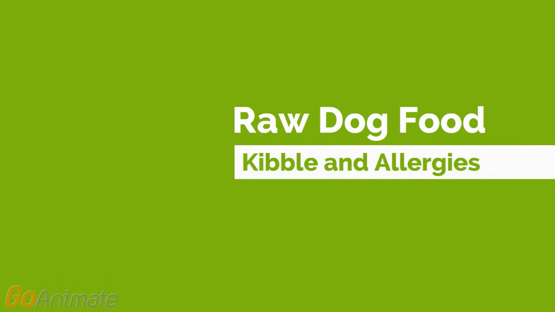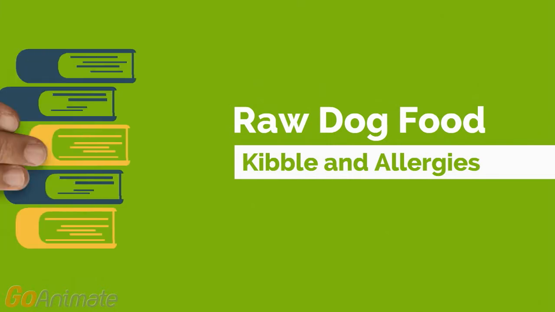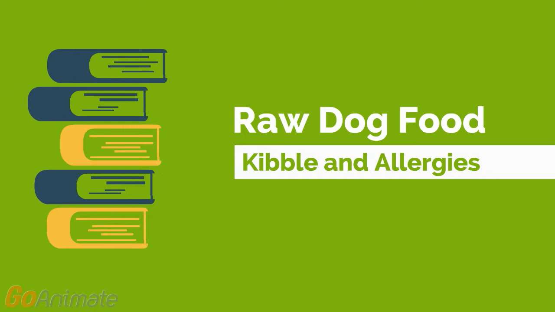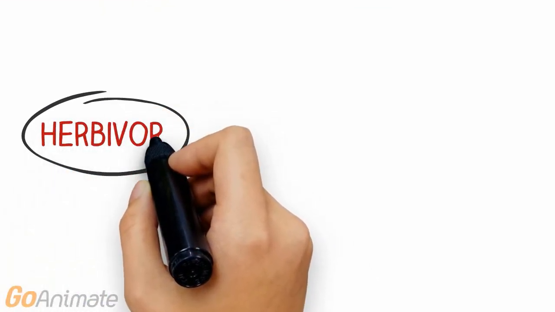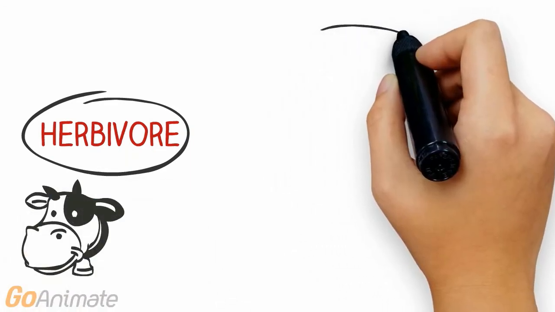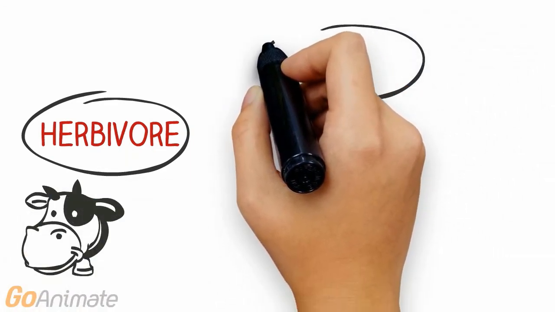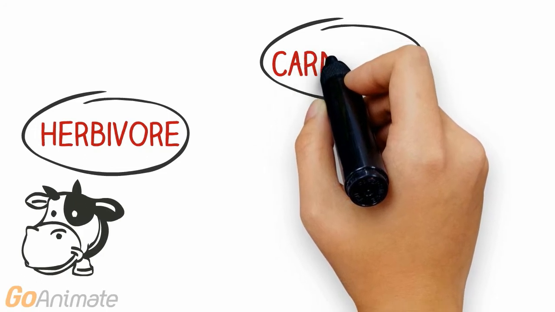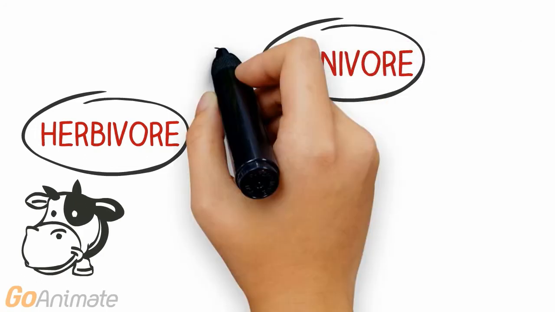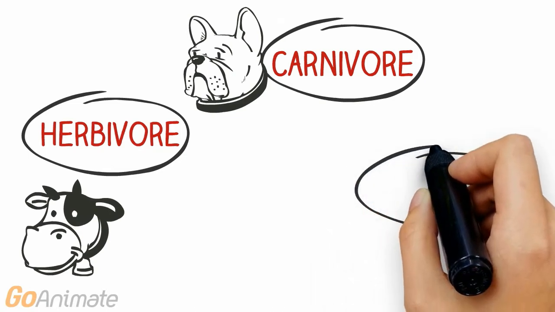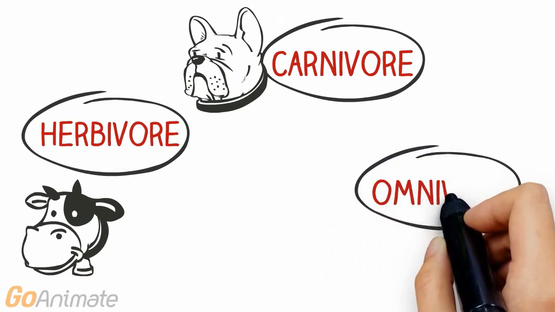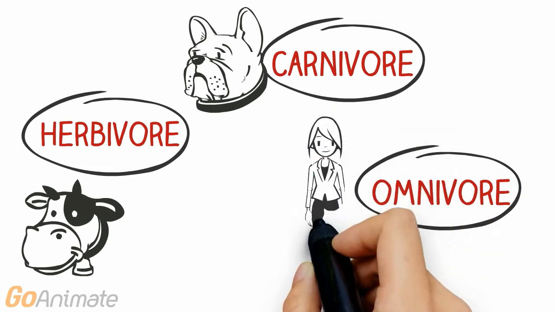Thanks for joining me. In this video, we're going to learn how your dog processes kibble. So let's get a little bit of background information first. There are three categories of all animals. First is herbivores, like a cow, that only eat grasses and plants. Second, carnivores, like a dog, cat, wolf, or coyote, that only eat meat. And omnivores, like humans, we can eat vegetables, fruits, meats, nuts, just about anything.